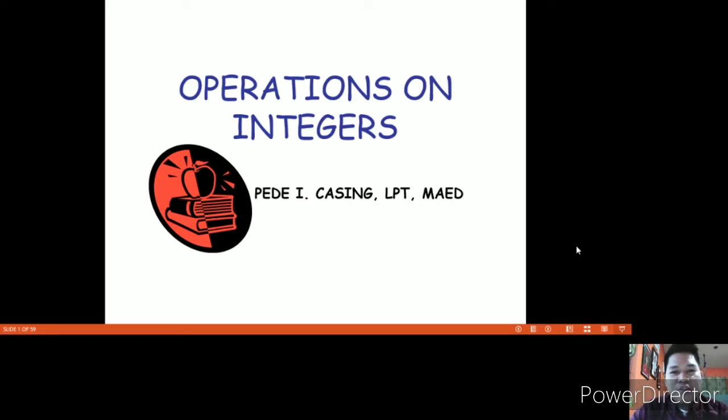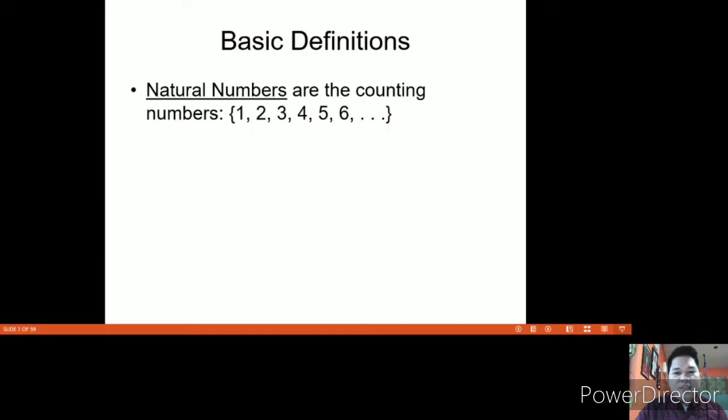So our lesson for today is all about operations on integers. As we all know, there are four fundamental operations in mathematics. We have addition, subtraction, multiplication, and division. So first, let's now have a definition of integers.